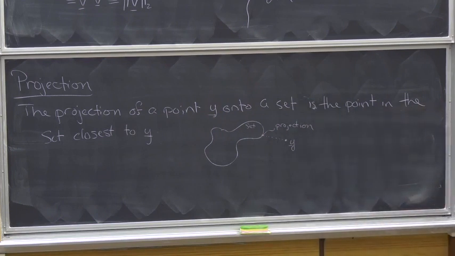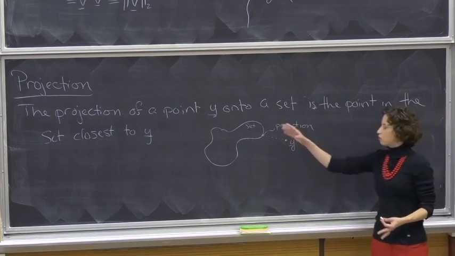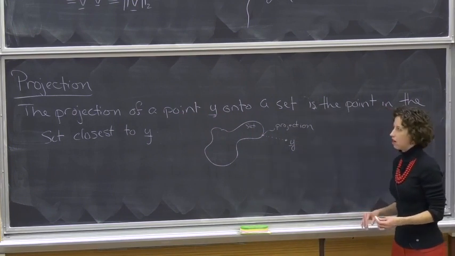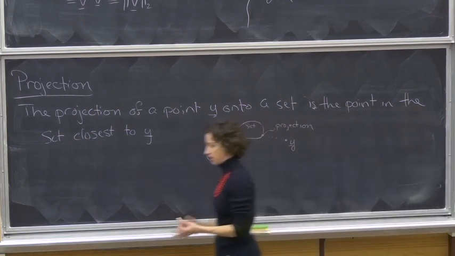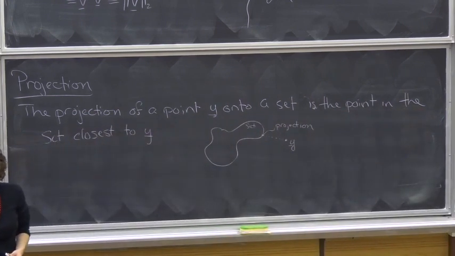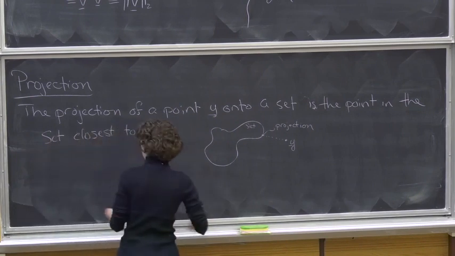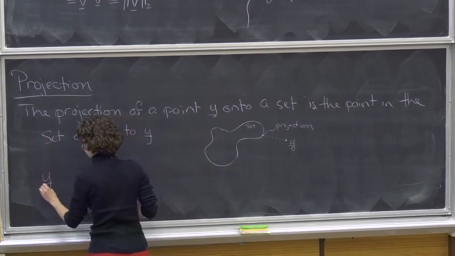Very simple, very elementary concept. But now what we can do is we can say, well, what does this mean for less weirdly shaped sets, or sets that correspond to things like subspaces? Well, first let's just write this a little bit more mathematically.